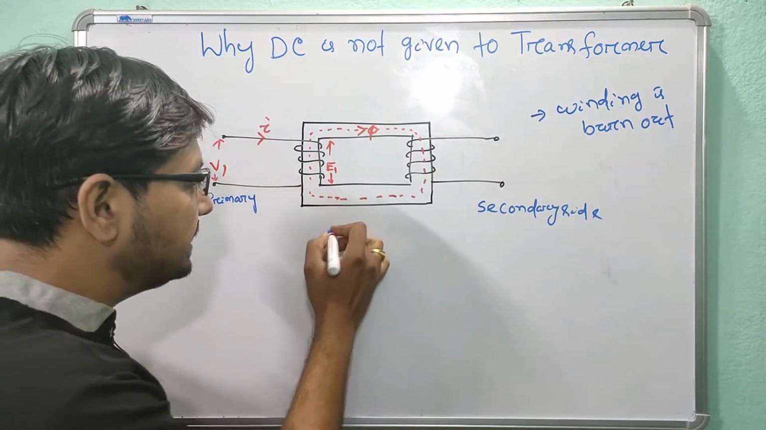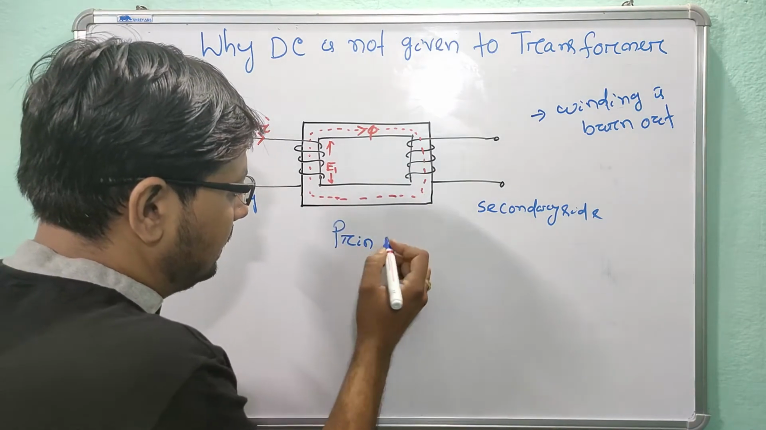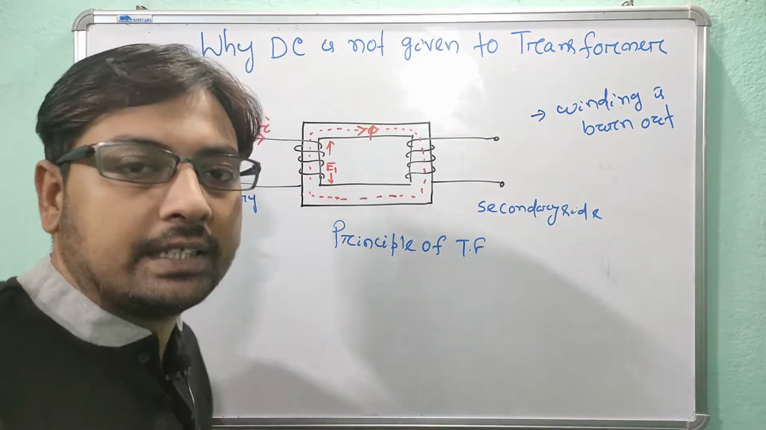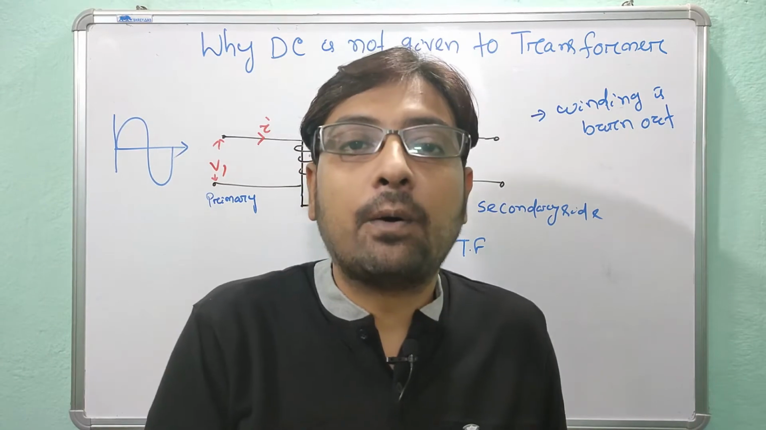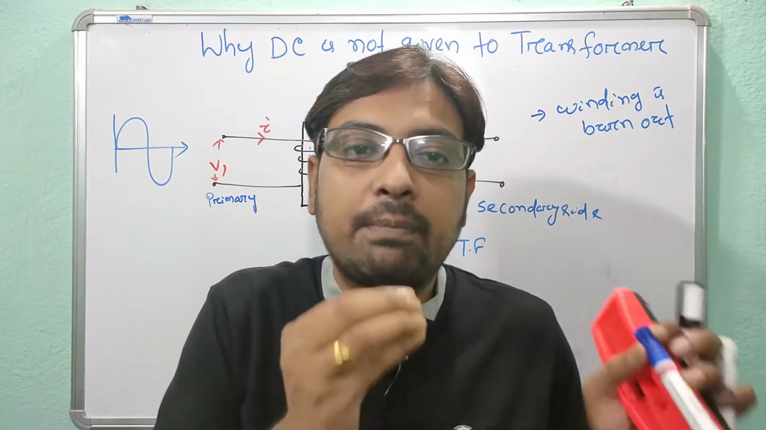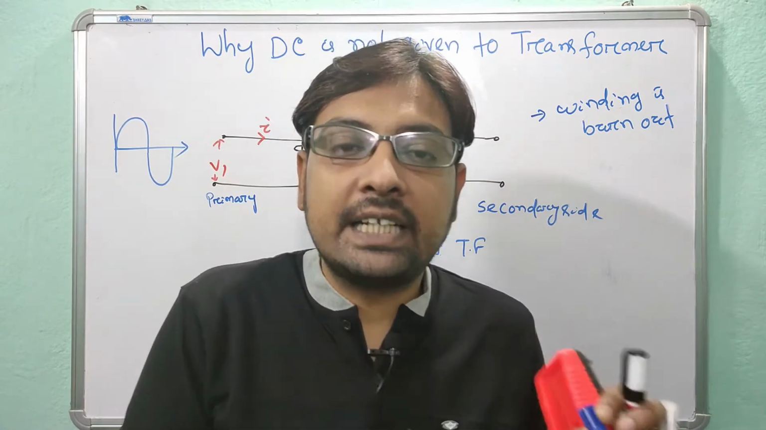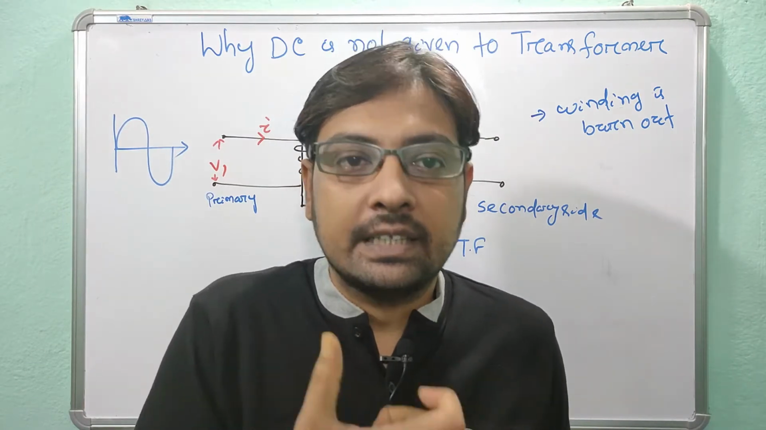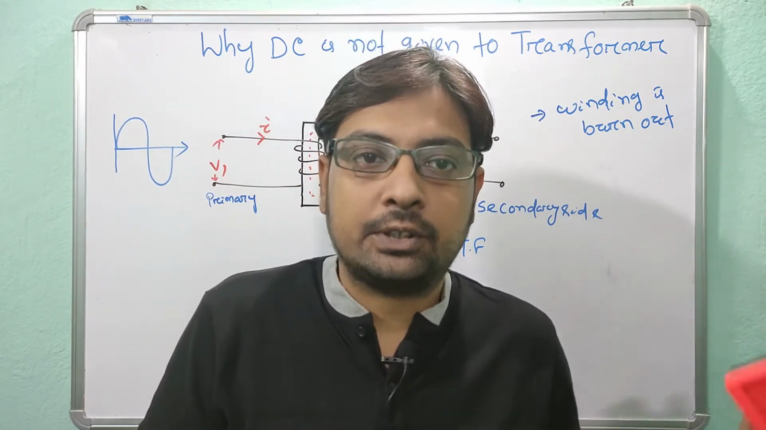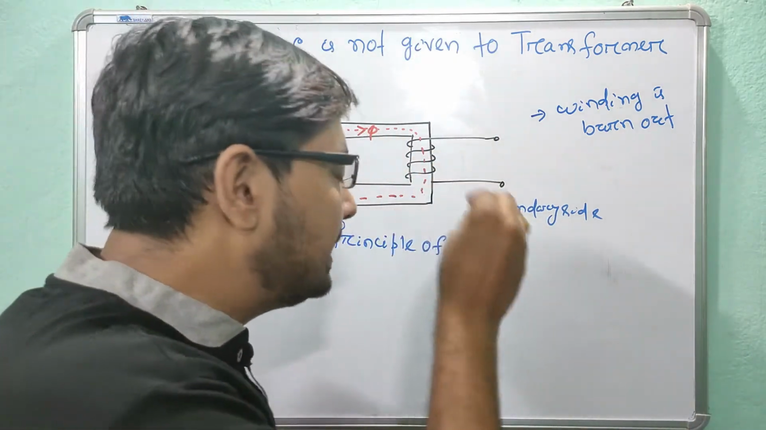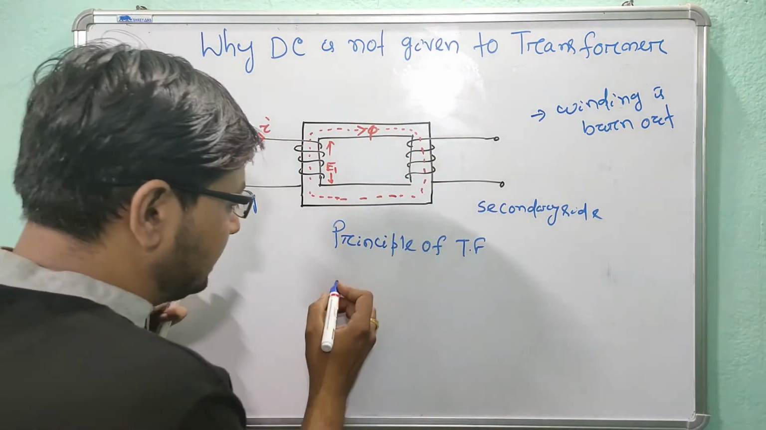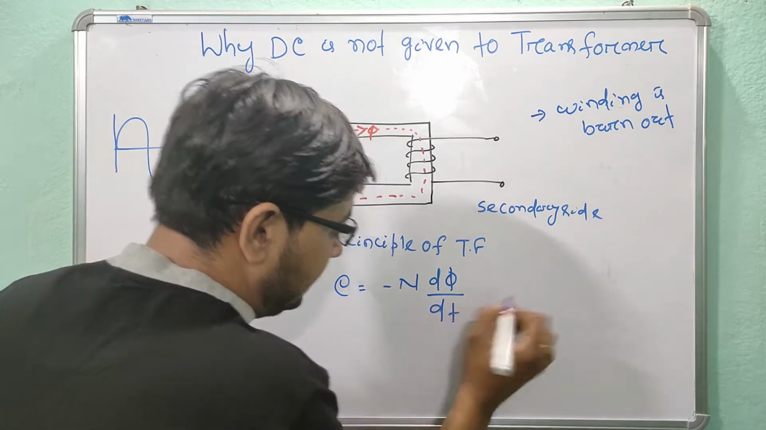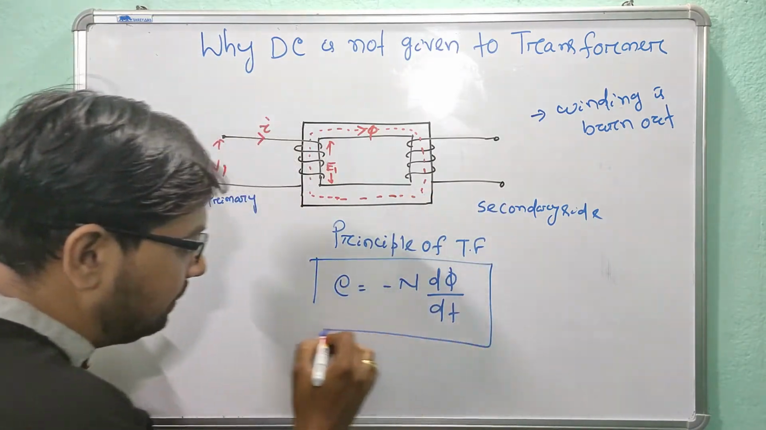Let me discuss the working principle of the transformer. As you know, a transformer works on Faraday's law of electromagnetic induction. So what is Faraday's law? If there is a relative space or time variation between the magnetic field and conductor, then an EMF will be induced. Here in the transformer, it is the relative time variation. So there comes the famous equation, E is equal to minus N d phi by dt. This is Faraday's law of electromagnetic induction.